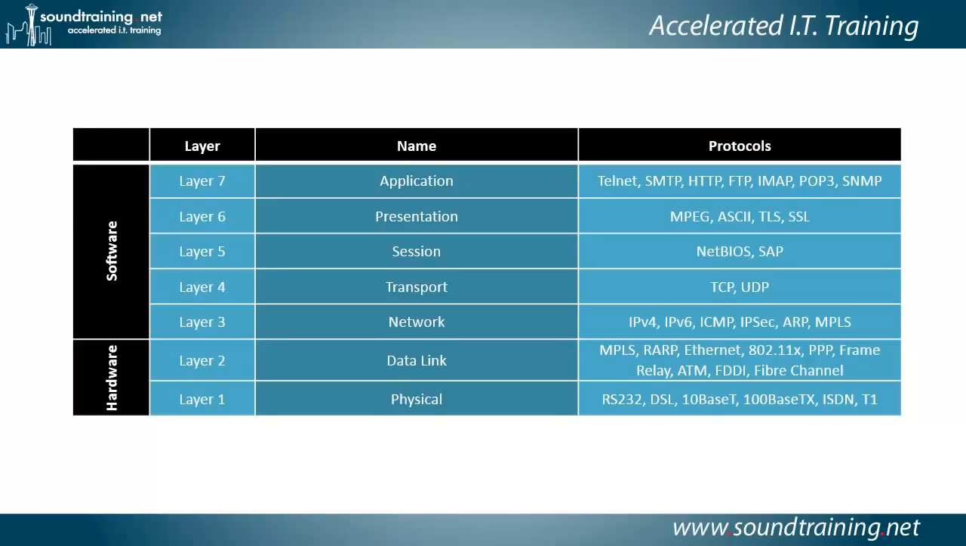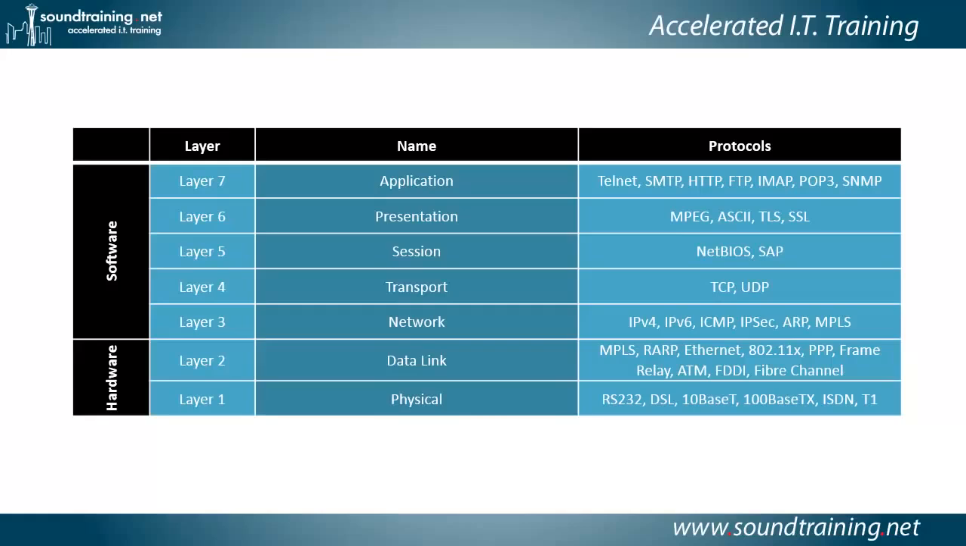Here are some of the protocols in the OSI reference model. This is not meant to be an exhaustive list, but it'll give you an idea of the protocols that operate at each of the layers. At the application layer, you find the network protocols like Telnet, SMTP, HTTP, FTP, IMAP, POP3, and SNMP. Then going down into the presentation layer, that's where we find MPEG. ASCII characters are defined here. Also, transport layer security is defined here, as is secure sockets layer. NetBIOS and SAP operate at layer 5. TCP and UDP are found at layer 4.